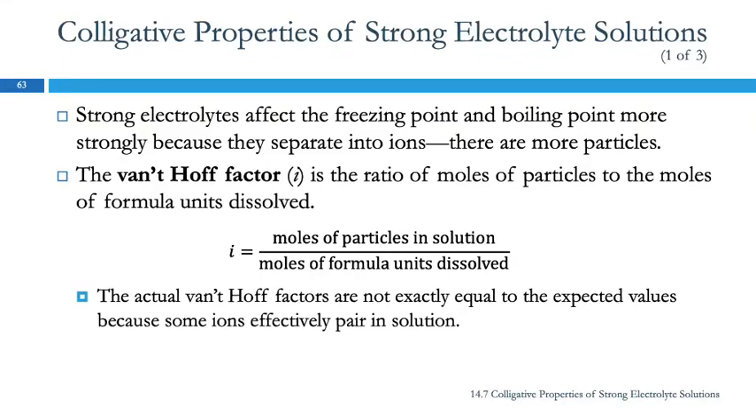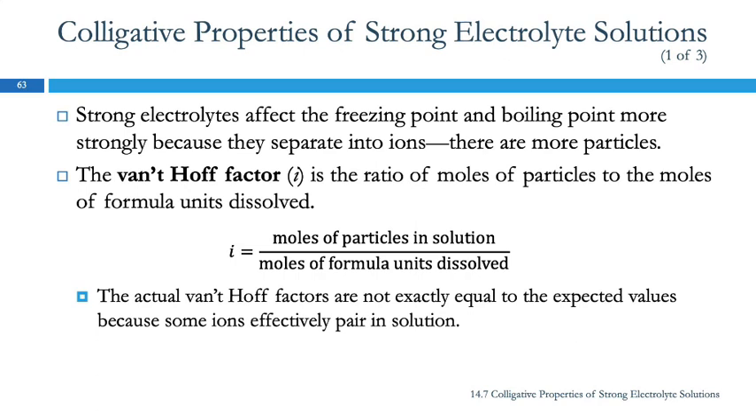Let's talk about how strong electrolytes affect these colligative properties. They have a stronger effect because they separate into ions, so there are more particles. So we have to take that into account. We're going to use what's called the Van 't Hoff factor, given the symbol i, different than the math i. And that's the ratio of moles of particles in the solution divided by moles of formula units that are dissolved.